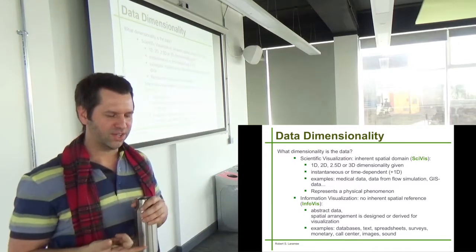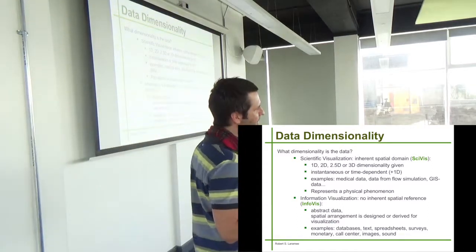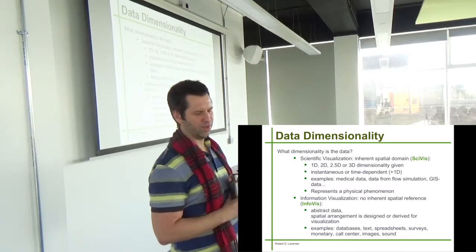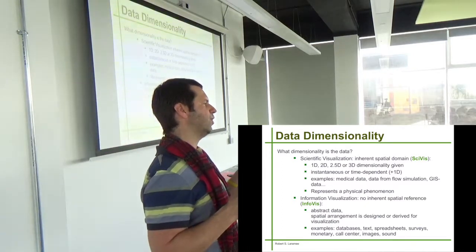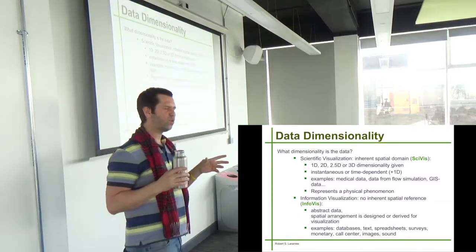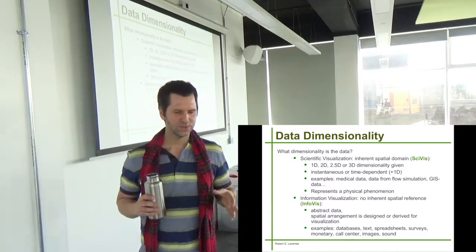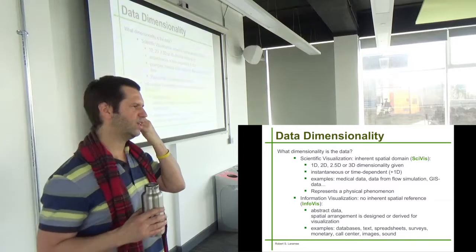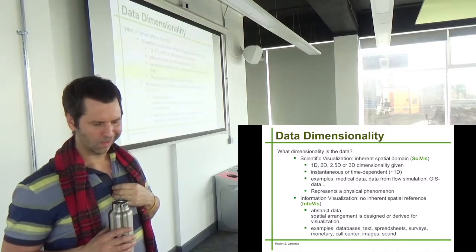We have instantaneous or time-dependent data. When we say instantaneous, that means time-independent. The data does not change over time. The analogy I usually use is taking a photo. A photo is instantaneous, time-independent data. It doesn't change over time. Whereas video is time-dependent. It's changing over time. So if I was talking about video data, I think of video data as 3D data. It's 2D plus time.